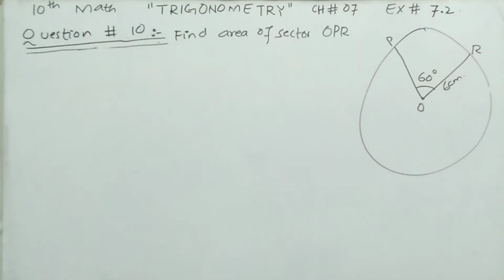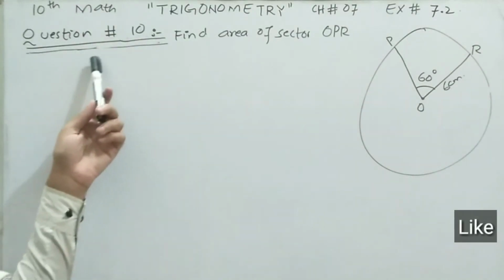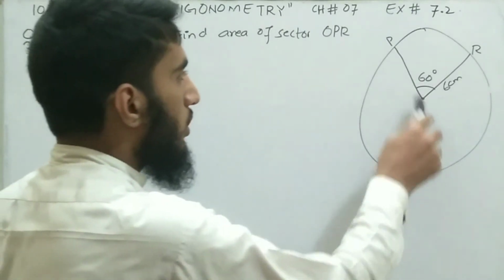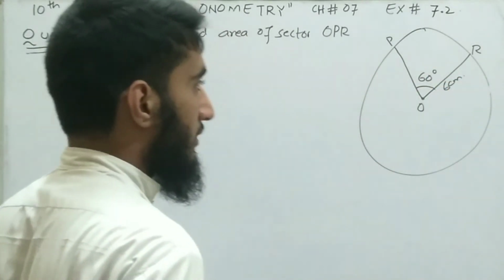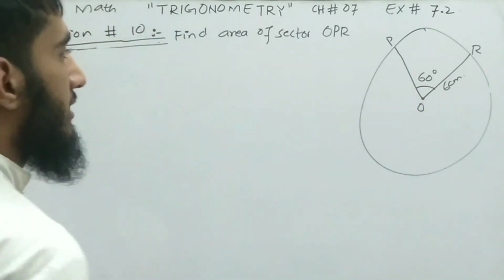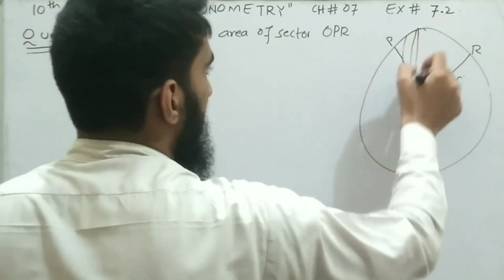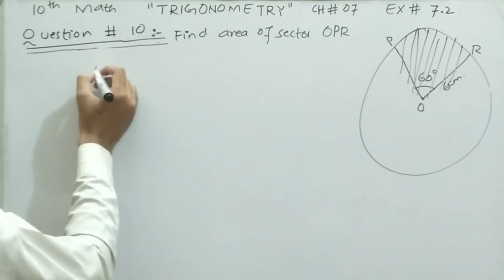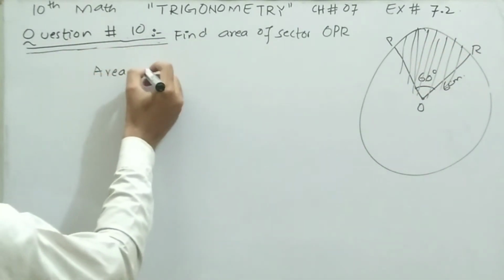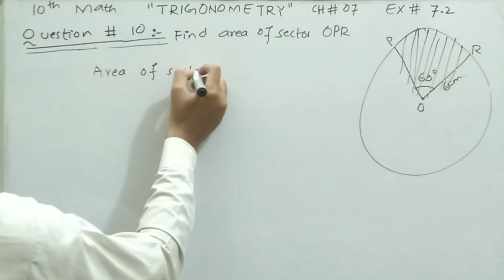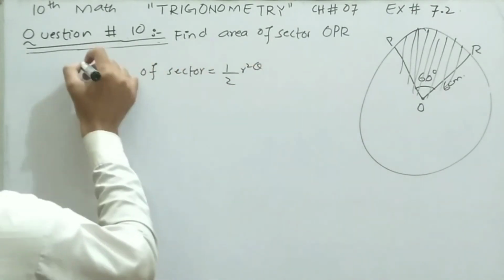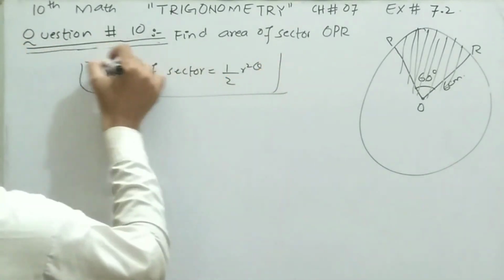Now move to the last question of exercise number 7.2, question number 10. It asks to find the area of sector OPR. This is O, this is P, and this is R, and we have to find the area of this sector. Suppose this is a sector, we will find its area. You know that for the area of a sector, we have the formula: area of sector is equal to half R square theta. We will use this formula for finding the area.